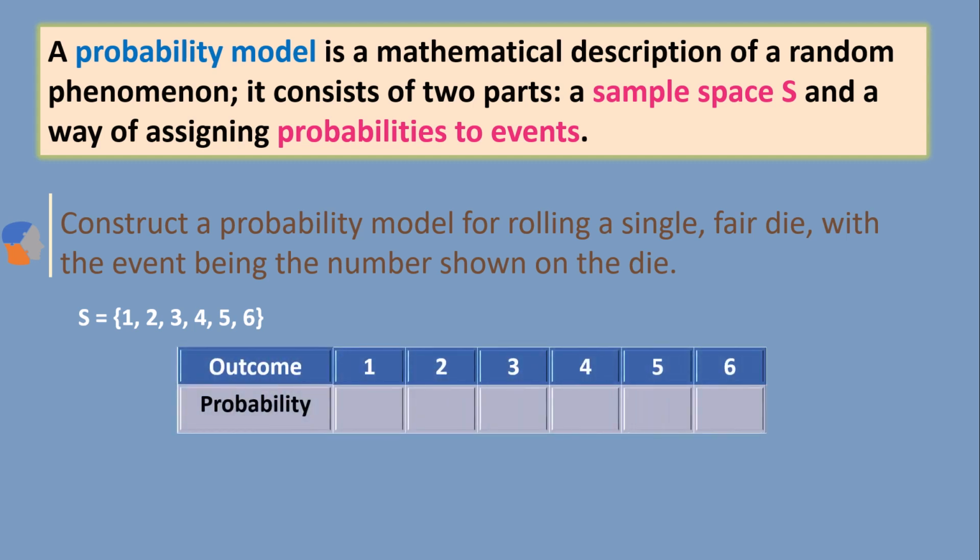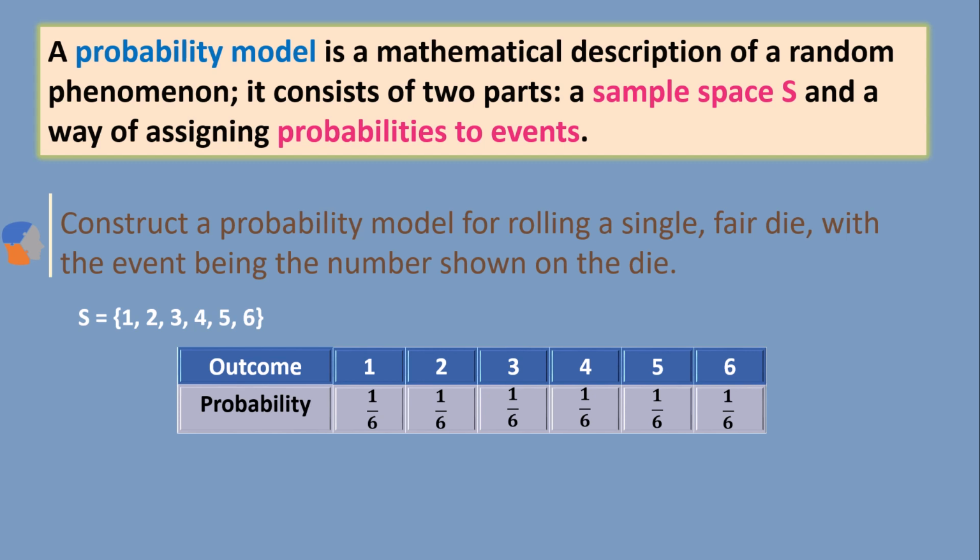Let me show you. So outcomes 1 to 6. Now we need to find the probability. Getting 1: how many ones do we have in the sample space? Just 1. How many total? 6. Therefore 1 over 6. How about getting 2? How many 2's? Just 1. The total is 6. Therefore 1 over 6. Similarly, you can fill in the rest. Each outcome has the same probability, therefore this is equally likely.